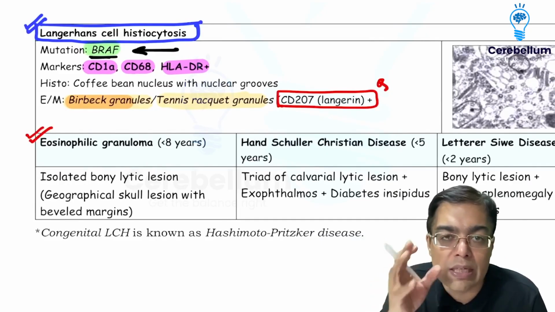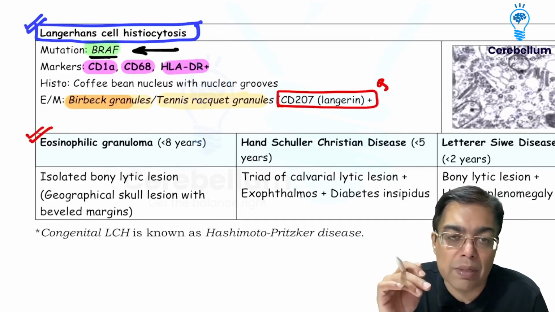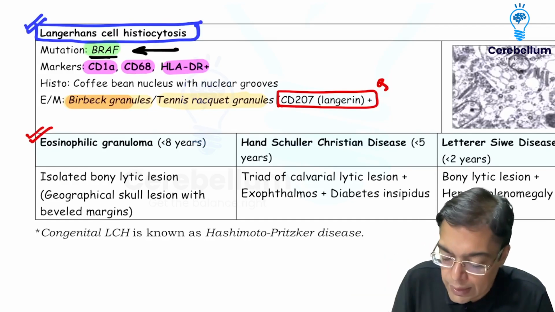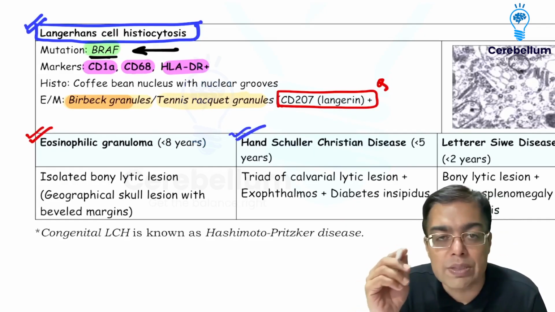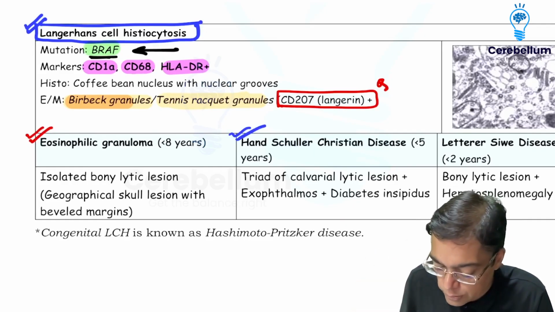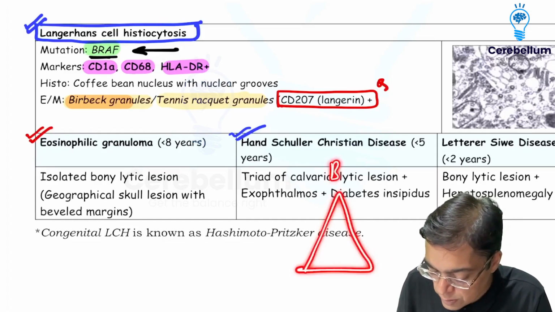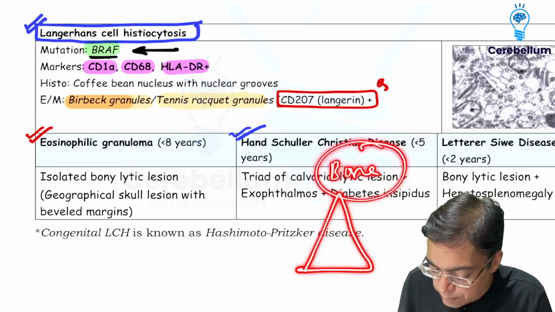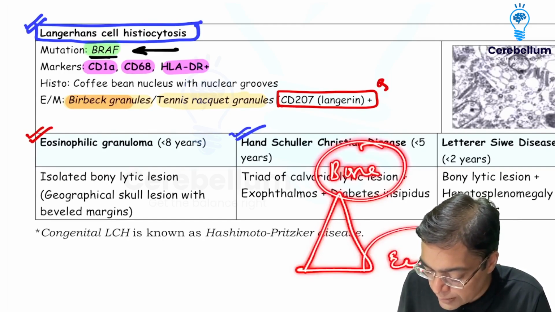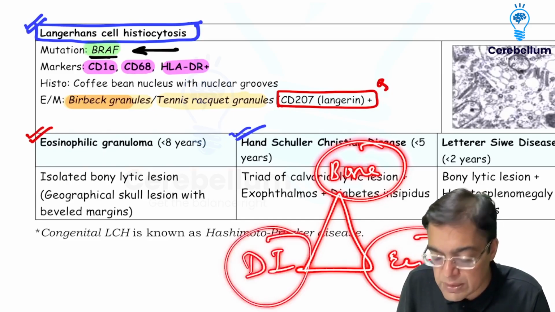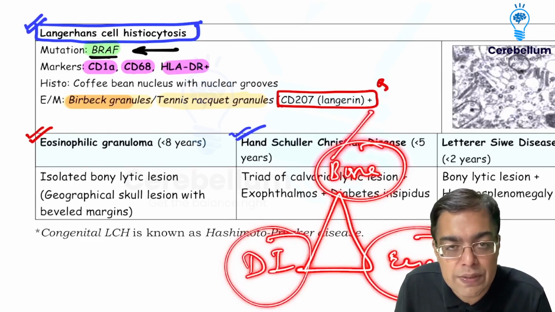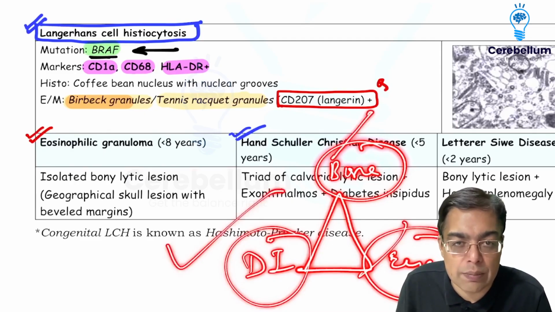If we are talking about a child less than 5 years of age, we can have a condition that is called Hand-Schuller-Christian disease. Hand-Schuller-Christian disease has a triad. The triad would include patients who have lytic lesions, so bony lytic lesions. Patients have eye involvement, exophthalmos, and patients have diabetes insipidus. So lytic lesions, exophthalmos, diabetes insipidus.